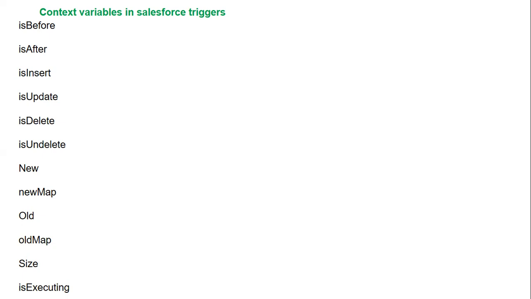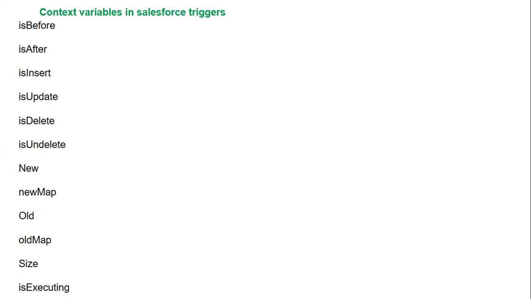Trigger.isAfter is one of the context variables which is executed after. If you perform any operations after insertion of records into the Salesforce database, for example, after inserting an account record, immediately a contact record is created. This is called Trigger.isAfter. After inserting some records into the Salesforce database, we commit some changes into the contact object. That is called isAfter.